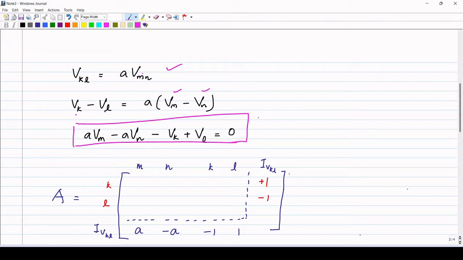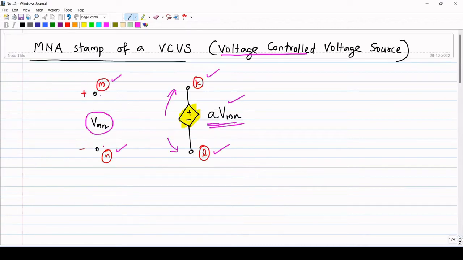So this equation will get added to the MNA matrix. In the MNA matrix, one more row will get added due to this equation. So the number of rows will increase by 1 in the coefficient matrix, in the system of equations in the MNA matrix.